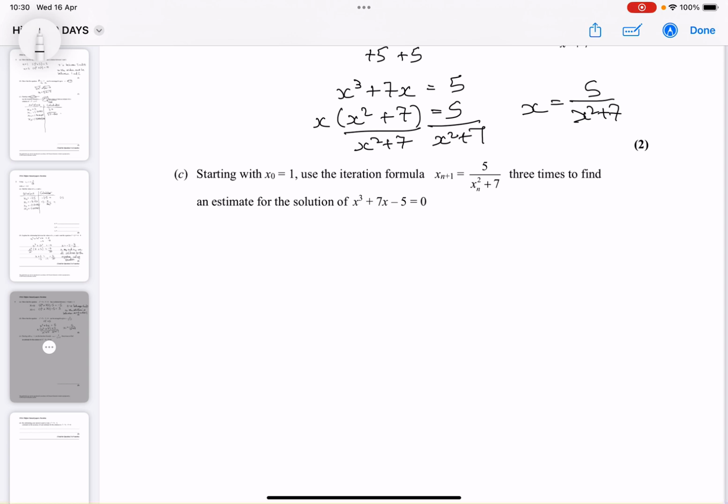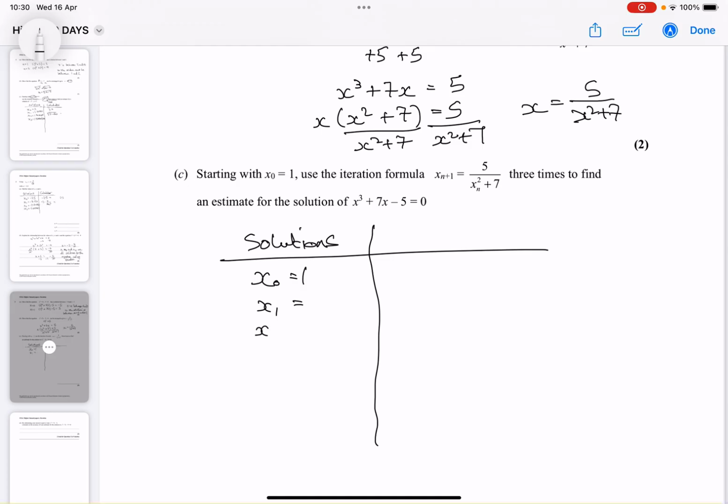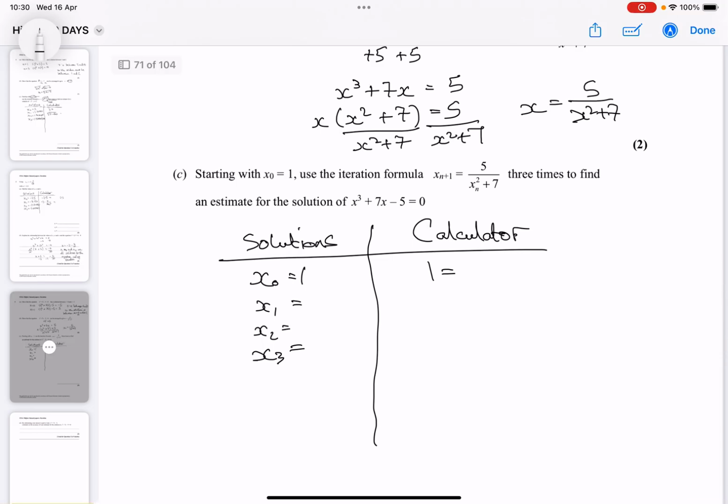3 times to find an estimate. So same again, solutions, x0 equals 1, 1, 2 and 3, calculator. In this case I've got 1 equals, and then, using the calculator again, remember that's the xn, I've got 5 over ans squared plus 7. Make sure you put that, and then equals. So what have I got?